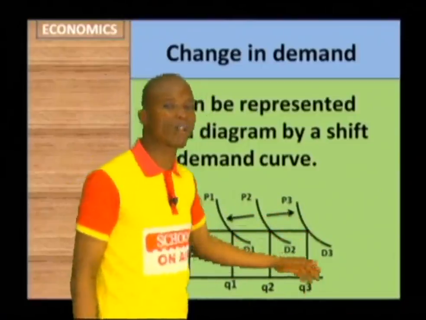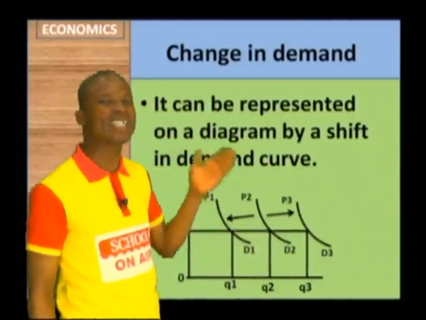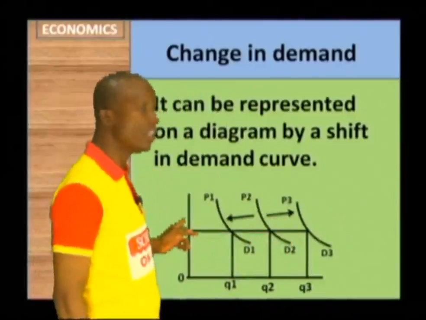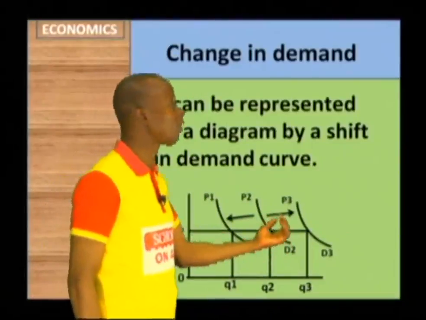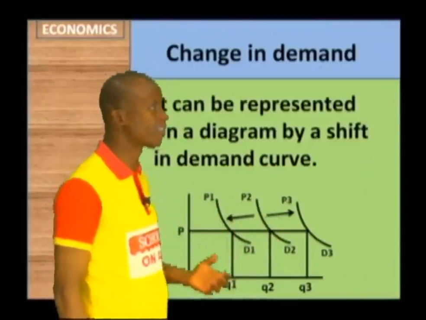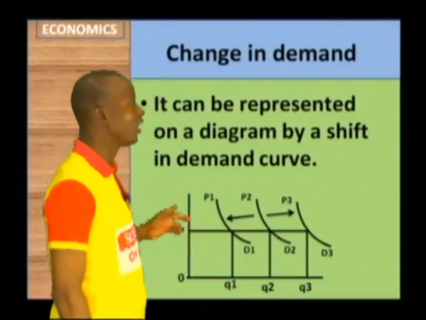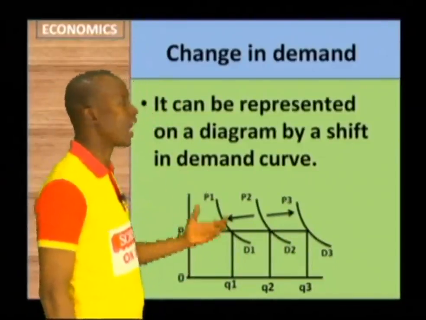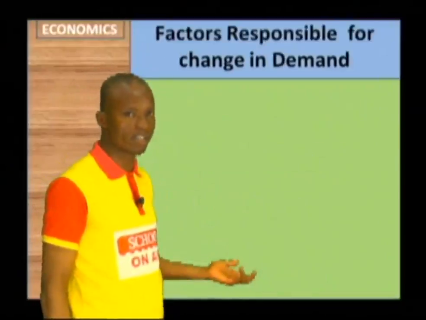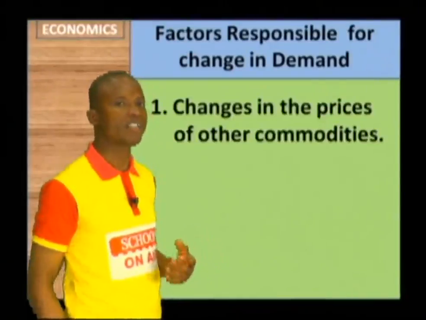The moment the demand curve shifts outward to the right, that indicates an increase in demand. Demand is increasing though the price of the commodity remains the same. And if the demand curve is shifting to the left, that indicates a decrease in demand. That is, demand has decreased though the price of the commodity remains the same. So this is how to represent change in demand in a diagram. So let's quickly look at the factors that are responsible for change in demand.